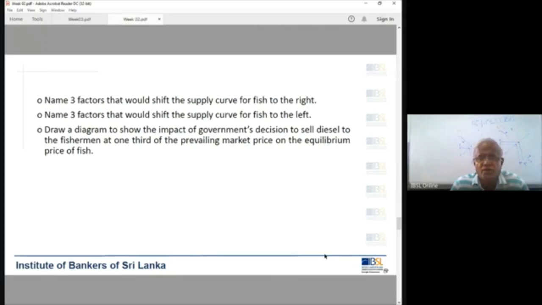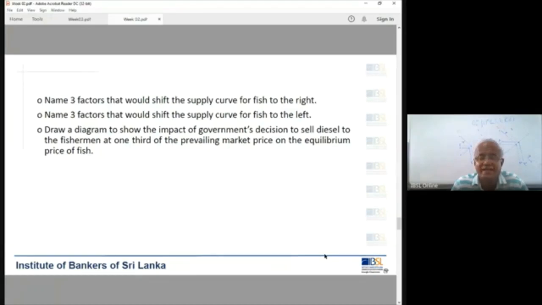Draw a diagram to show the impact of the government decision to sell diesel to the fishermen at one third of the prevailing market price on the equilibrium price of fish. This was one of the government policies of the previous government. This policy decision was there. They tried this. Fishermen were given a subsidized price for diesel, right? So then what will happen? Price of diesel decreases. As a result, people might think of staying more days in the sea and catching more fish. The fish supply increases. Now this is the situation.